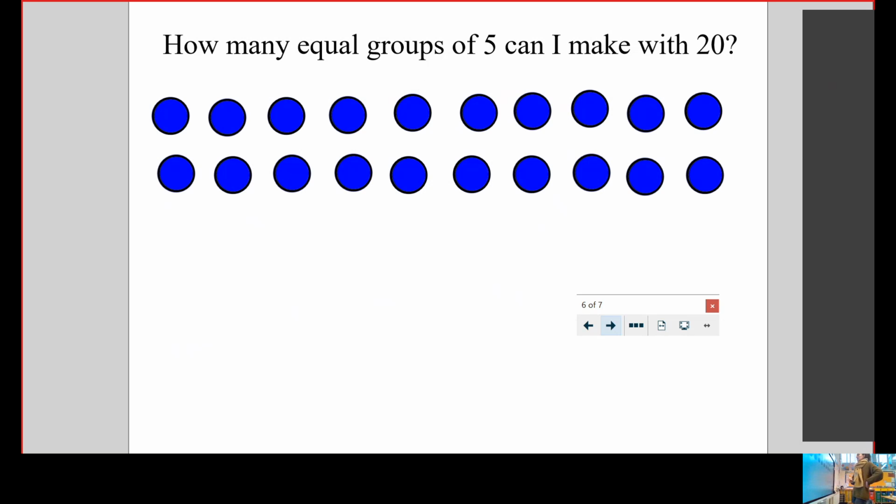Okay, one last question now. How many equal groups of 5 can you make with 20? So again, pause the video. How many equal groups of 5 can you make with these 20 counters?